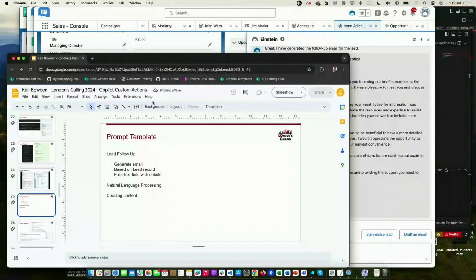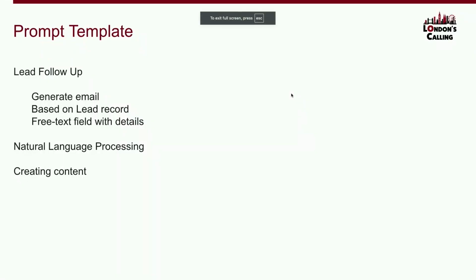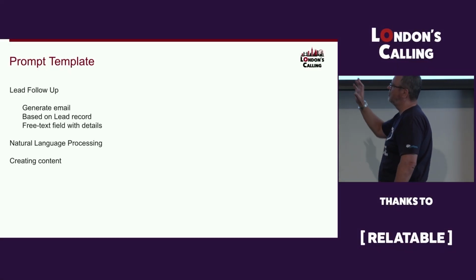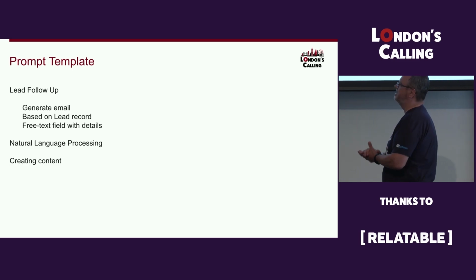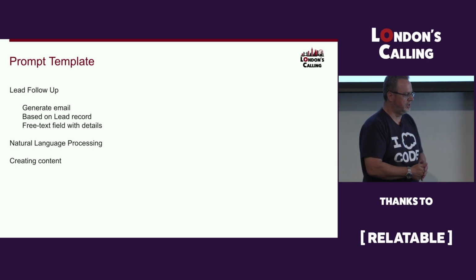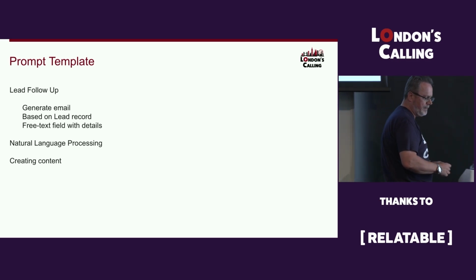So let's go back to the prompt template. Okay, yeah, so basically generating an email based on that lead record, but it's a free text field with details. So I could try and have a go at that myself in Apex or Flow, but it probably wouldn't end up very well. It's going to be quite hard to write a natural language parser using those technologies. So that's what I want. I want processing of natural language, extracting useful information, and I also want it to create some content. And that's the kind of thing where you really need to go out to a large language model. It's what they're really good at.